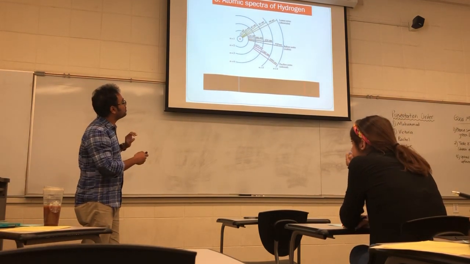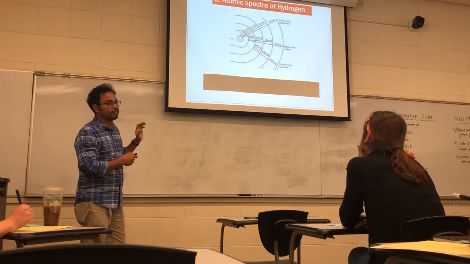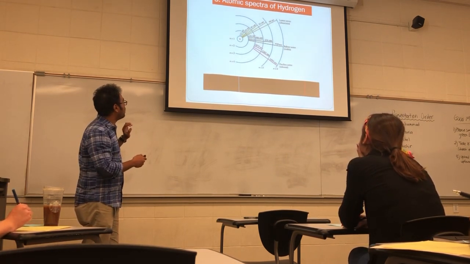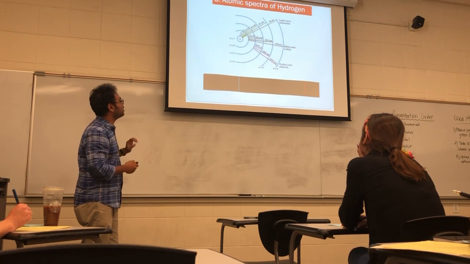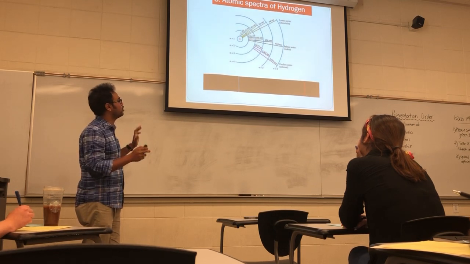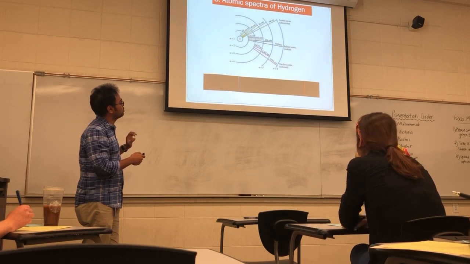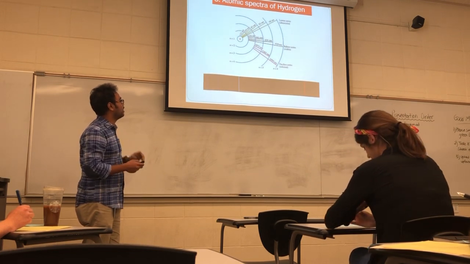Like for the Lyman series, all the excited electrons are going to the first energy level. For the Balmer series, it's going to the second energy level, and for the Paschen series, it's going to the third energy level, okay? You cannot see these two, so we'll not talk about that. You will only see the visible portion of that hydrogen light.